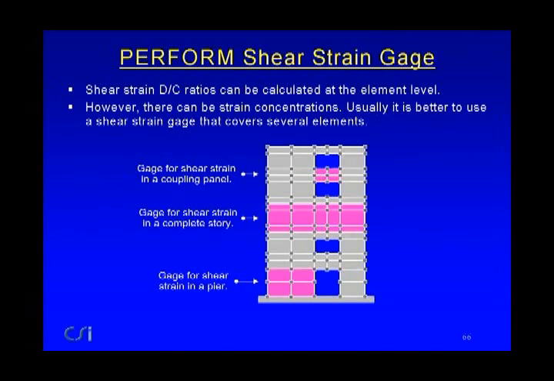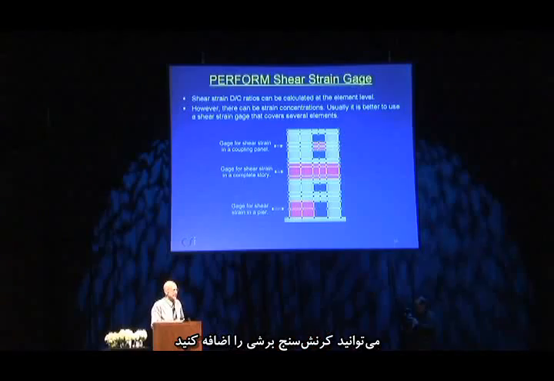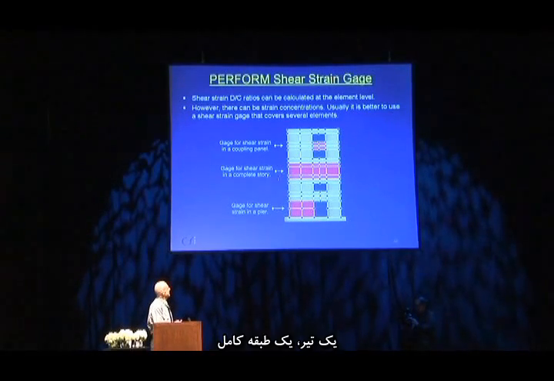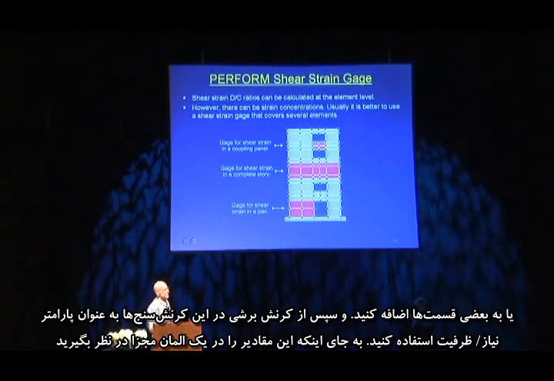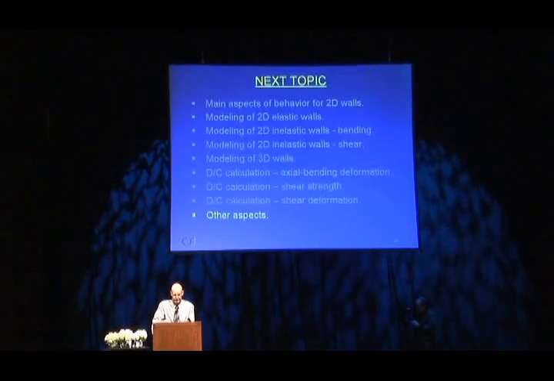And it's not a good idea to look at the shear strain in individual elements, because just as there may be shear stress concentrations, there can be shear strain concentrations. It's better to use a shear strain gauge, and what you can do is plaster a shear strain gauge over a beam, over a complete story, or over some portion, and then use the shear strain in that gauge as a demand capacity measure rather than in individual elements.